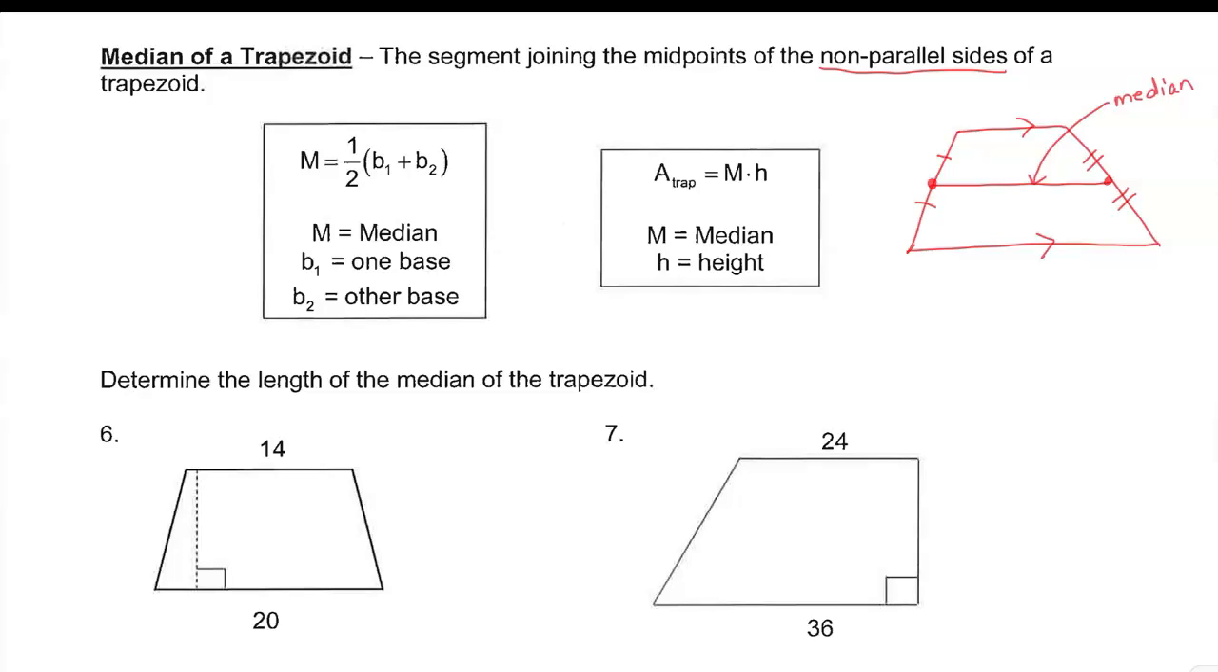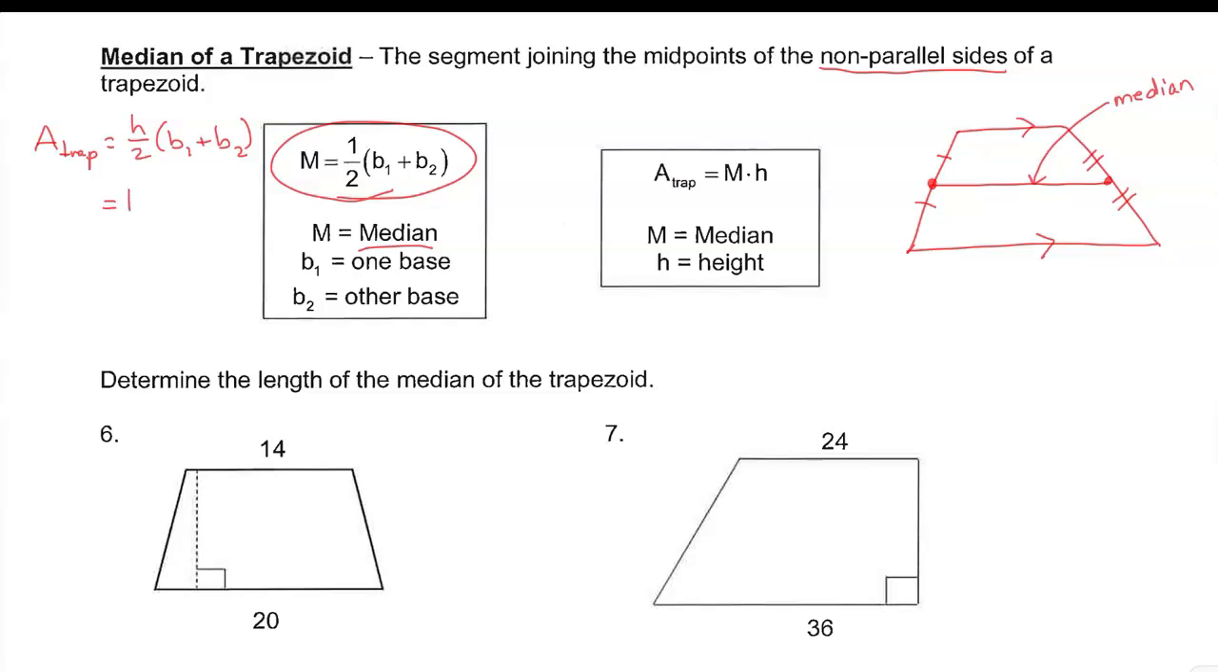The median has an interesting property. The length of it is actually the average of the bases. So notice how we add the two bases together and divide by 2, and that gets us the median. Well, because the median is half times base 1 plus base 2, it can be used in the formula for area. Our area formula for trapezoid was h over 2 times the sum of the bases.